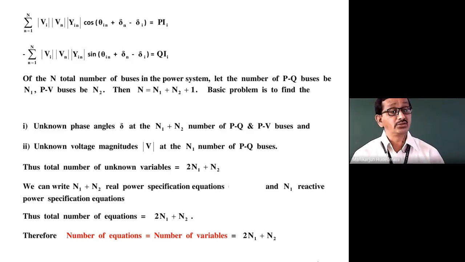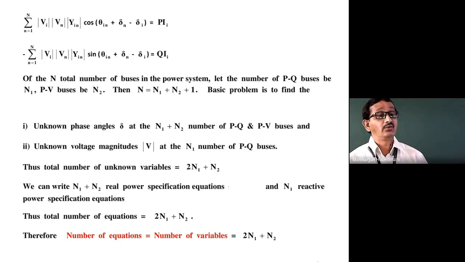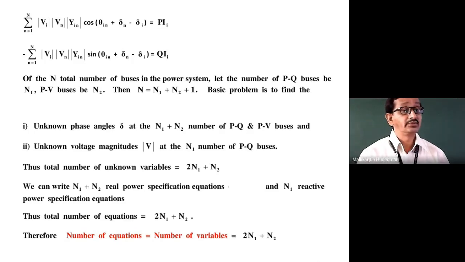How about voltage unknowns? Voltage unknowns are only N1 by your count. It means you have only those values. So therefore, there are N1 plus N2 real power specification equations. Only N1 times does the reactive power equation have to be touched upon. Why N1 times only? What does N1 refer to over here? N1 in this page refers to the number of PQ buses.